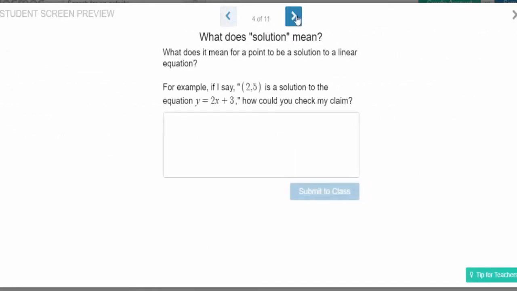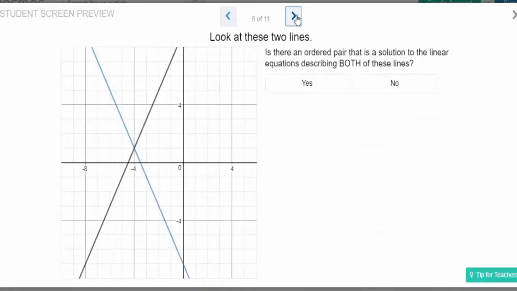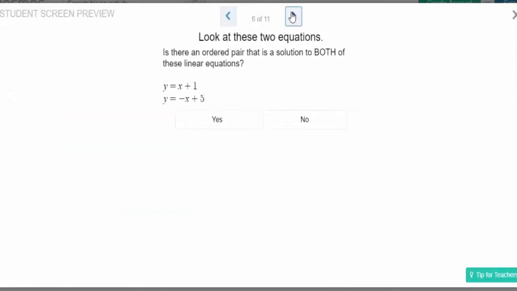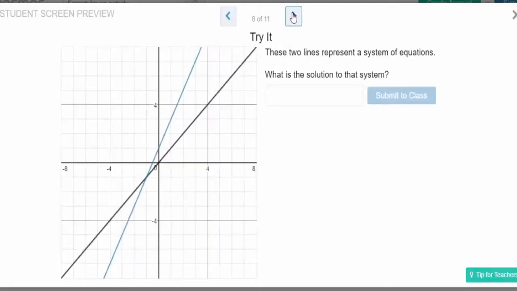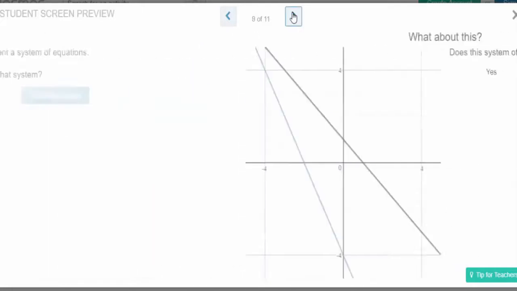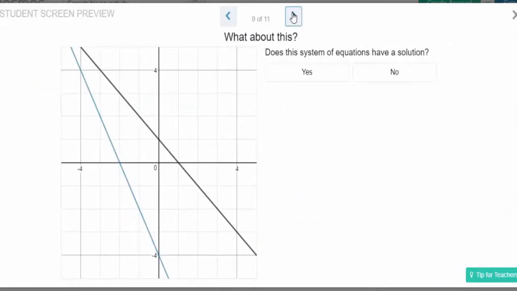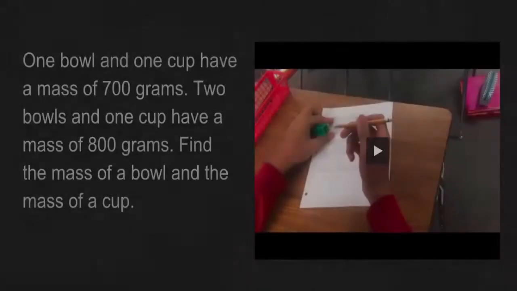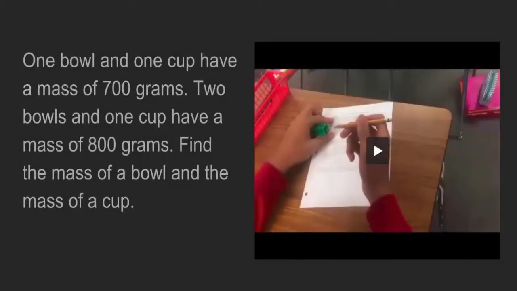Students then begin to think about which ordered pair creates a solution for the 2 different lines. In this portion of the Desmos task, students are asked to think what ordered pair is a solution for both of the linear equations provided. After the scaffolded portion of this task, students are given several graphs in which they have to determine, does the system have a solution? These students are attempting to model this scenario.